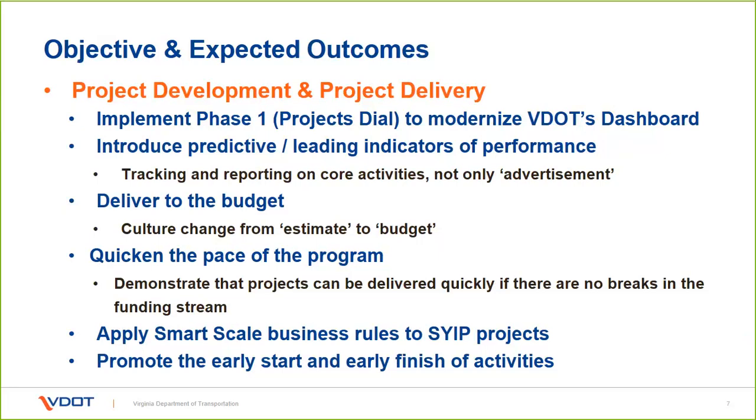We're really looking to quicken the pace of the program. We want to demonstrate that if the funding is there, if there are no breaks in the funding stream, we can deliver these projects quickly. I think everybody has their story. I've got mine of projects that originally went on the board and were authorized 20 or 30 years ago, and we've been designing them for decades, and we're going to cut that out. A lot of that had to do with funding going on and off the project. If we get the funding, and the CTB has demonstrated an increasing commitment to getting projects fully funded, we want to demonstrate that we can get these projects out the door in a quick time frame.